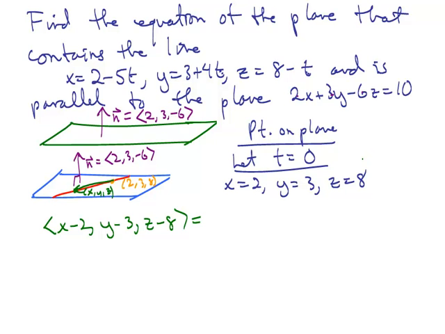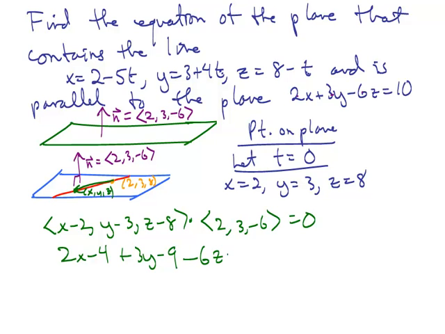That's equal to, what is that equal? Oh, no, that's not equal to anything. That has to be orthogonal to my normal vector of 2, 3, negative 6. So their dot product must be 0. So I've got 2x minus 4 plus 3y minus 9 minus 6z plus 48 is 0. Putting this in standard form, 2x plus 3y minus 6z is equal to, what's that equal to? 48 minus 9 is 39. Minus 4 more is 35, so it'll be a negative 35 when I bring it over here. Check my math there, but I think that's right.